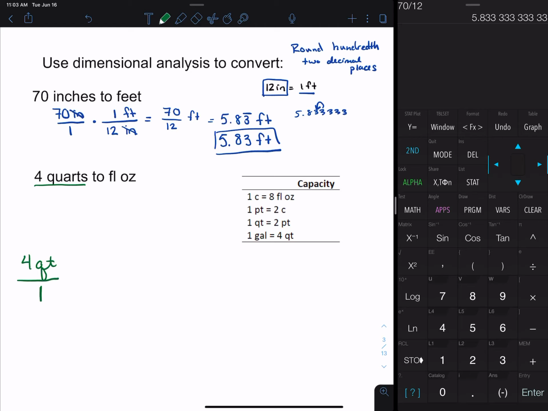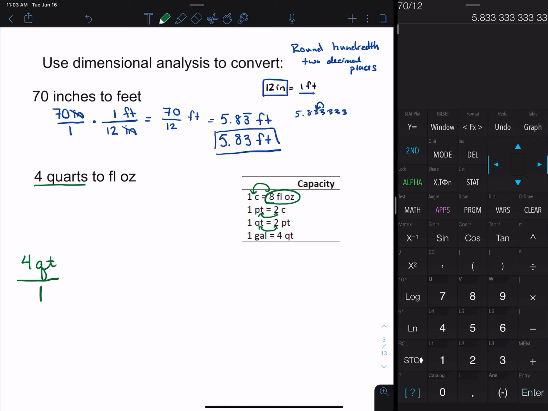Now, there's an issue that we didn't have before. If I look at my conversions, I have 1 quart equals 2 pints, and I have 1 gallon equals 4 quarts. I can't go straight from quarts to fluid ounces. So what I'm going to do instead is try to figure out how I can get there. So I want to end here with fluid ounces. So the only way to get to fluid ounces is from cups. And if I look, I can go from cups to pints, and I can go from pints to quarts. So those are the conversions that I'm going to use.